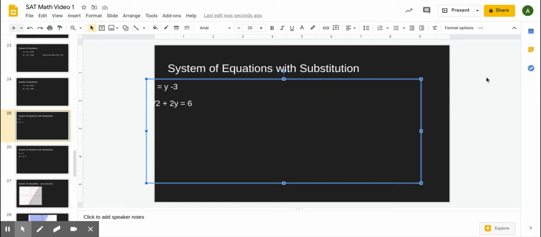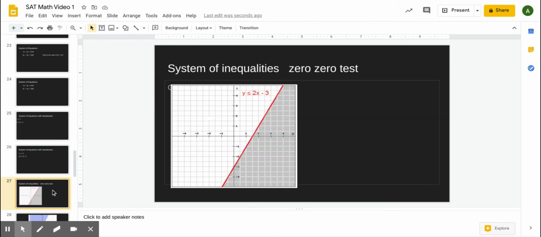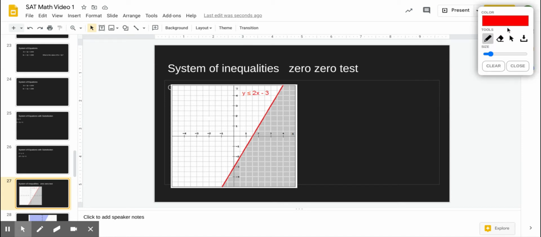Okay. Let's get to inequalities here. System of inequalities, and if you know how to do the 0, 0 test, this gets pretty easy. So let's look at this. Here we have a system of equations, and here it is right here. So let's bring back our page marker, and we'll stick with neon green today, or winter green, whatever that is.